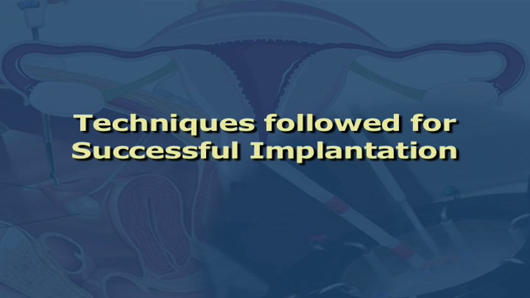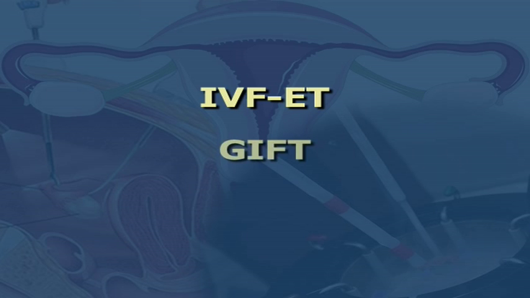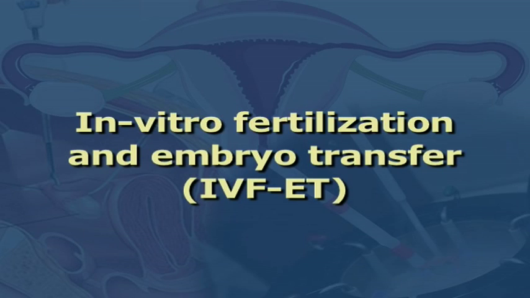Techniques followed for successful implantation. The process of implantation of the embryo for successful assisted placentation could be achieved more or less by involvement of IVFET, GIFT or ZIFT. Let us have information on the individual techniques used. In vitro fertilization and embryo transfer.